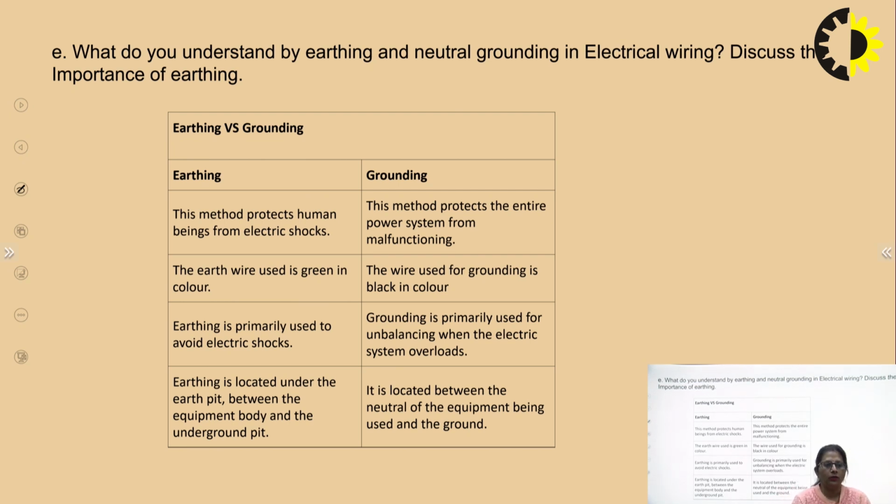Earthing is primarily used to avoid electrical shocks, whereas grounding is primarily used where the electrical system has overloads and unbalancing. It is generally used at an unbalanced system to get it balanced, right? Earthing is located under the earth pit where the equipment body and the underground pit are, whereas grounding is located between the neutral of the equipment being used and the ground, right? Because the neutral of that particular equipment is being grounded.